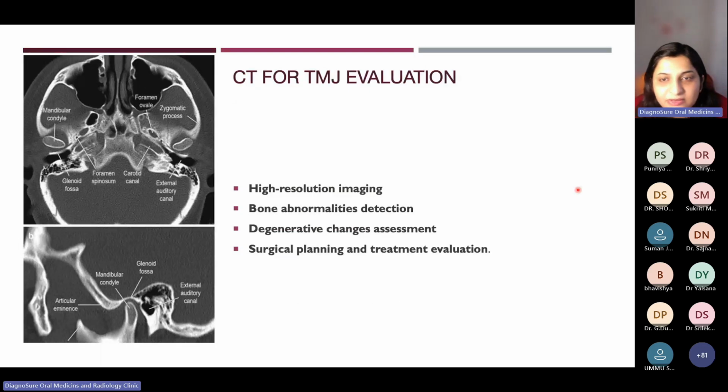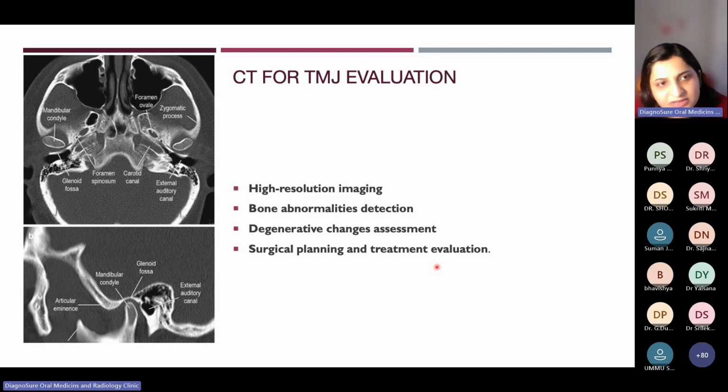Now coming to TMJ, CT imaging is very valuable in assessing the temporomandibular joint due to its high resolution capacity and detailed bone structure visualization. It helps in diagnosing TMJ disorders by providing clear images of bone abnormalities, joint spaces, and alignment issues. It can also help find degenerative changes in the TMJ. If there are any osteoarthritic changes, loss of condylar structure, or notching, CT can help us.